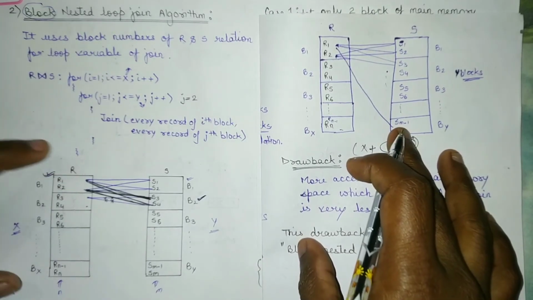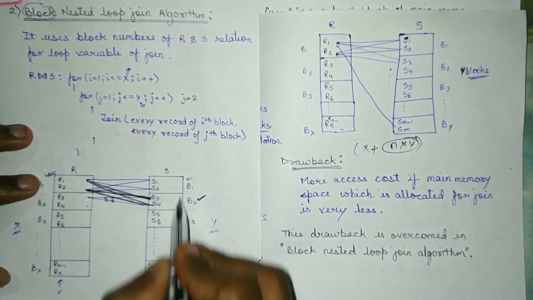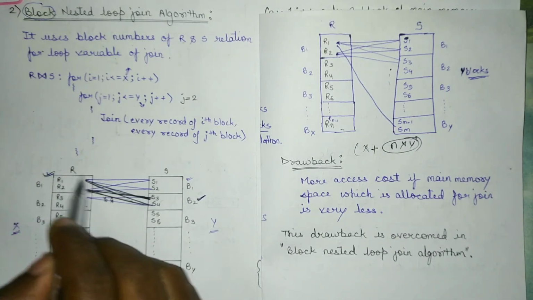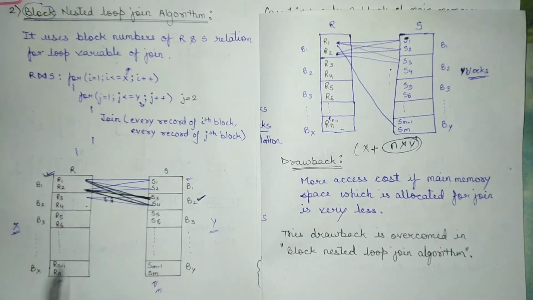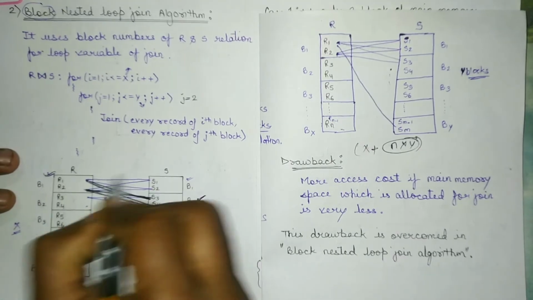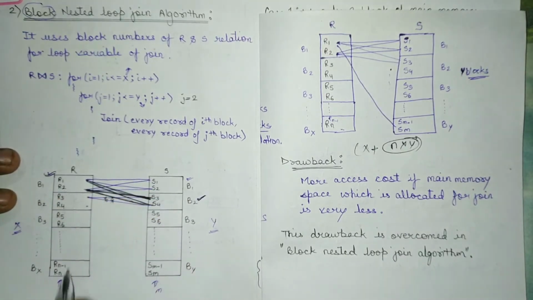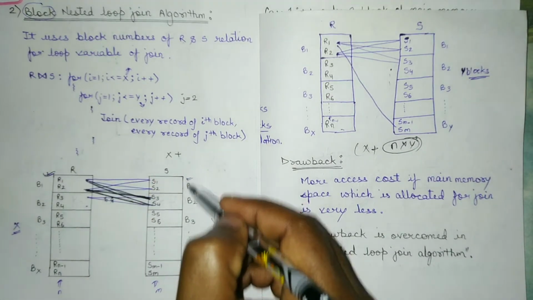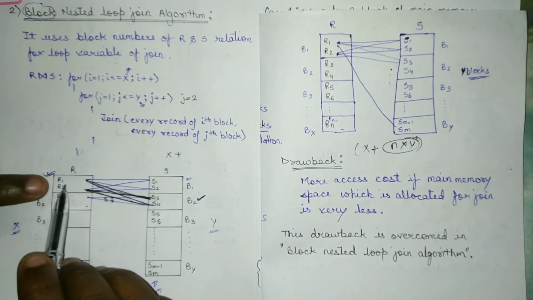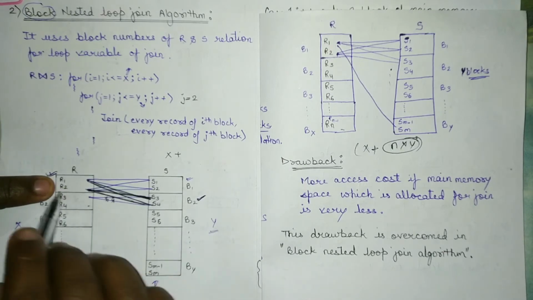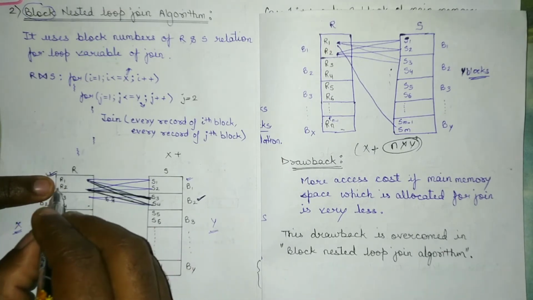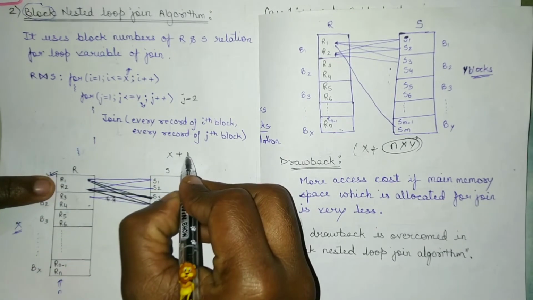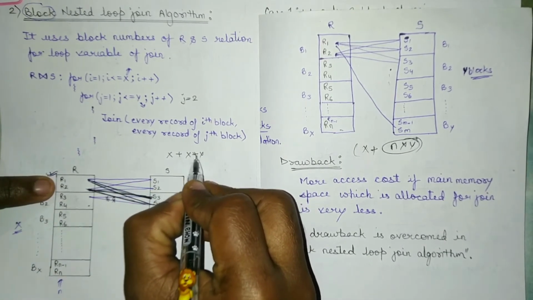But if you see here, we are accessing these Y blocks X times because we are accessing every time we have a new block in this R. So we will be accessing all the blocks in this R, that means X blocks, plus how many times are we accessing these Y blocks? Y times for one block. So for one block, if we are accessing Y times, for X blocks we will be accessing it X into Y times, right?